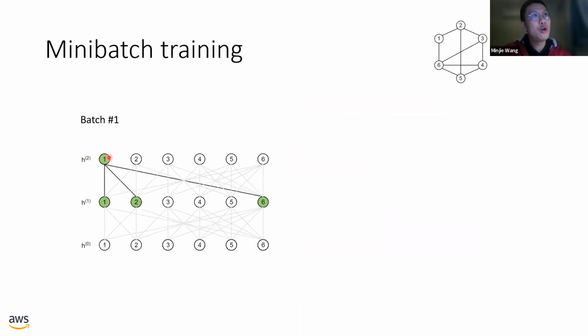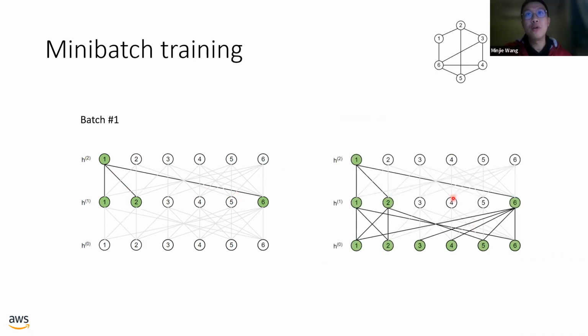First of all, we select a node, for example, node 1 as batch 1, and then we figure out its computation dependency. Because we have 2 layers, we need to figure out the next layer as well. After we figure out all the computation dependencies, we evaluate the computation graph from the bottom layer to the top. You can see these highlighted edges are the computation graph you need to evaluate.